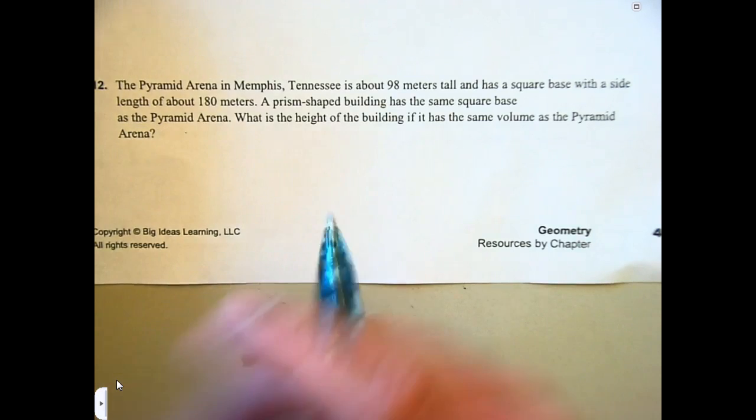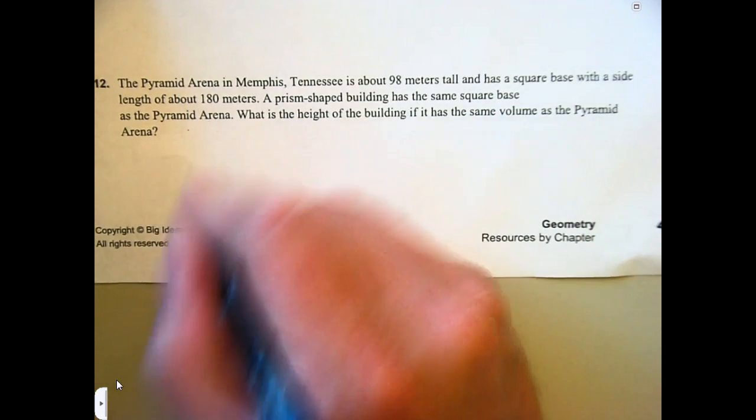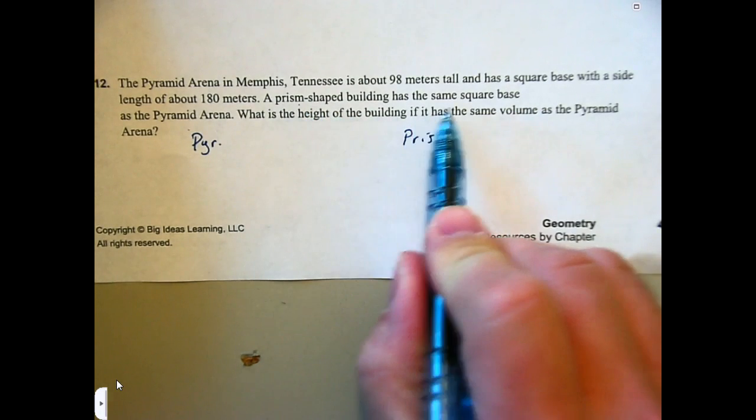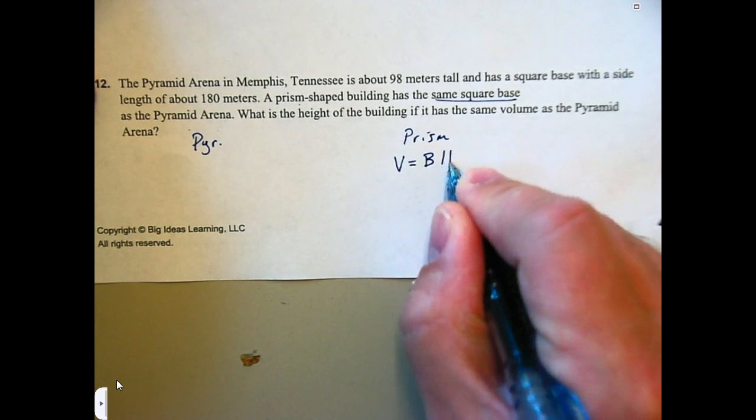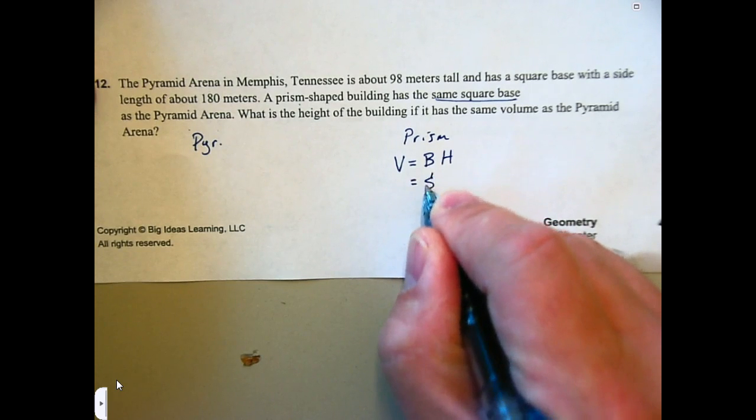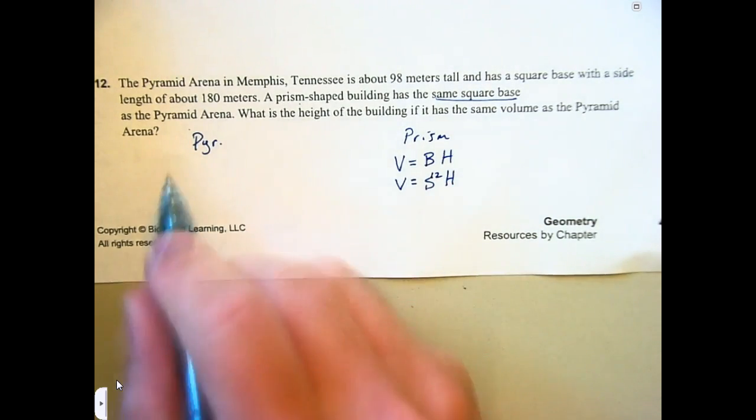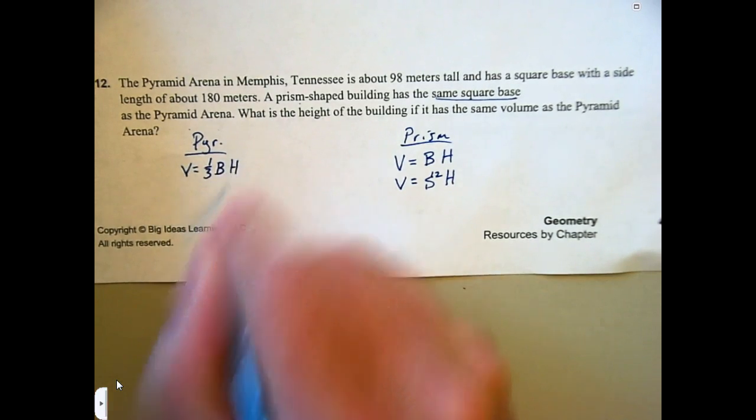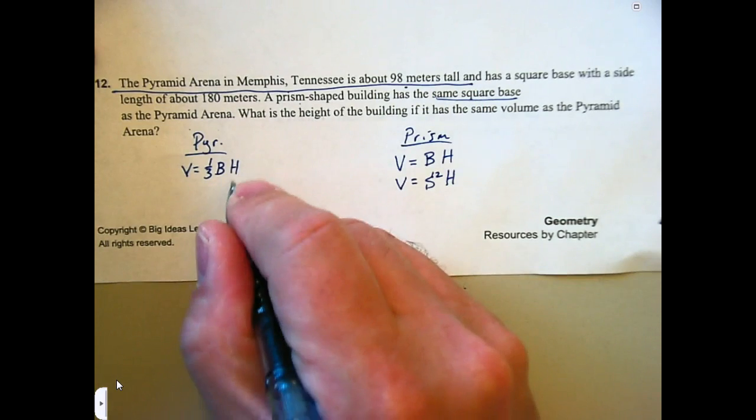Okay, so we're dealing with a pyramid and we're dealing with a prism, right? And the prism has a square base. Okay, so when we're finding the volume, it's going to be base times height, but the base, we're going to use s squared, so that we don't annoy Carlo there, times height. All right. And the pyramid is going to be 1/3 base times height. All right. So it's 98 meters tall, the pyramid. Okay. So we can plug that in right here.